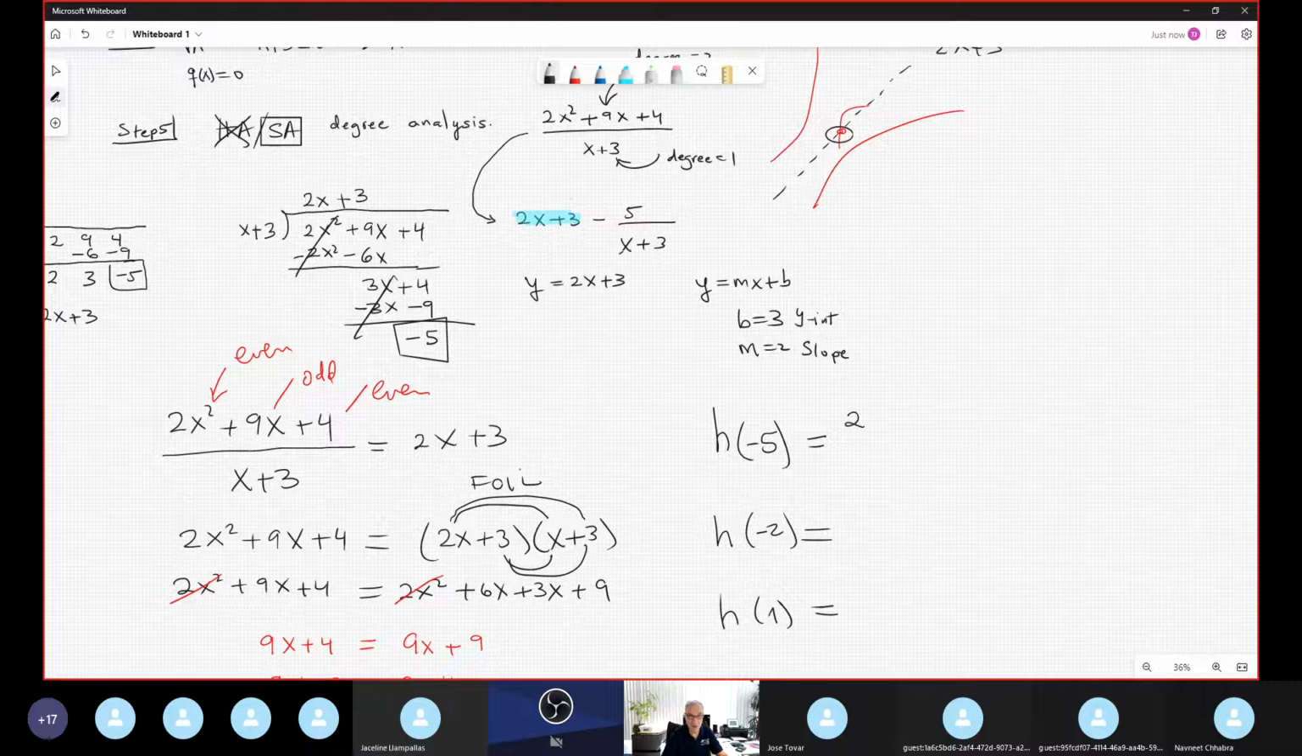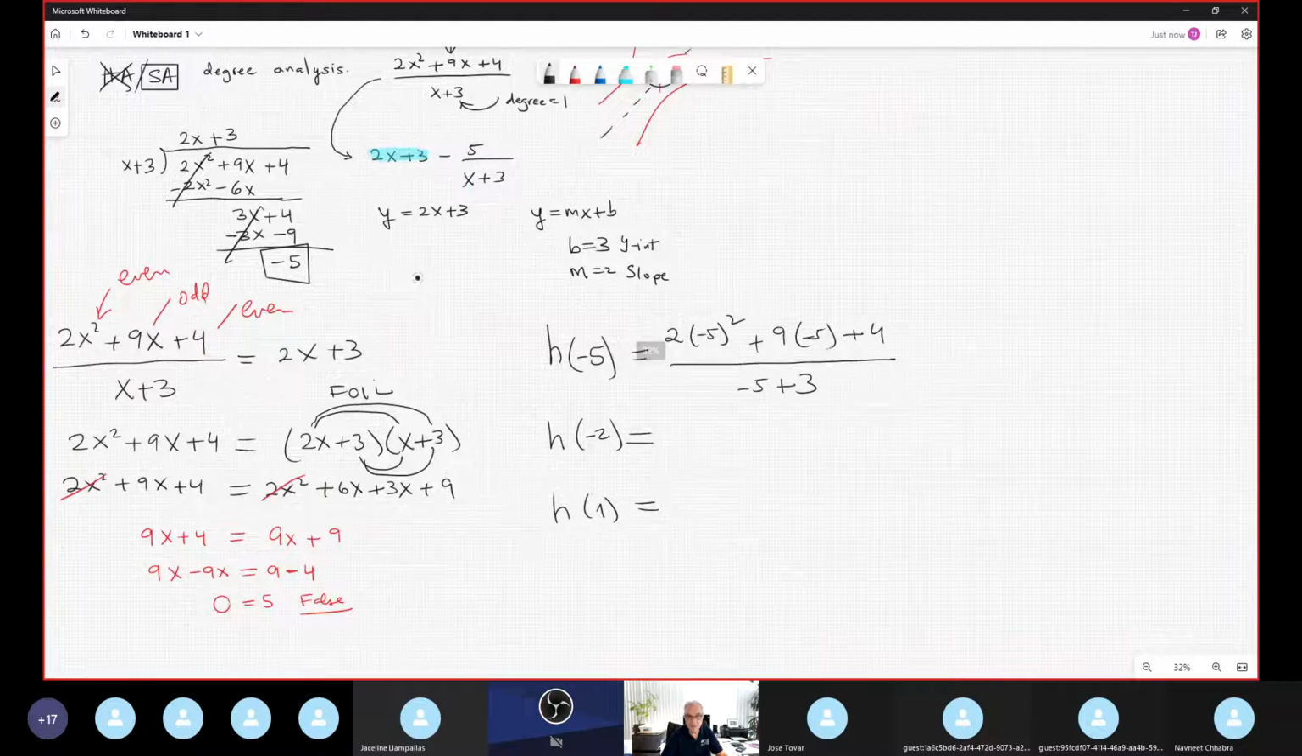Okay, this is 2 times negative 5 squared plus 9 times negative 5 plus 4, divided by negative 5 plus 3. This is 50 because negative 5 squared is 25, and 25 times 2 is 50. 50 positive, minus 45 because it's 9 times negative 5, no? Plus 4, divided by negative 2. And the answer is negative 9 over 2, no? Because 50 minus 45 is 5, plus 4 is 9. Similarly, plugging in, the answer is negative 6, and the answer is 3.75.